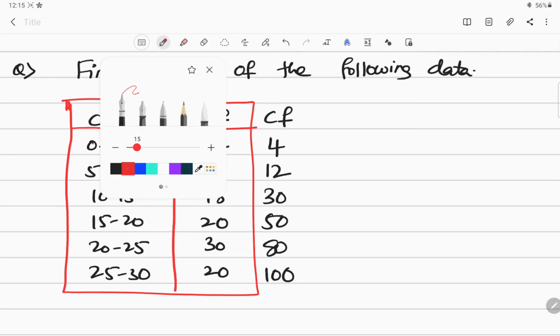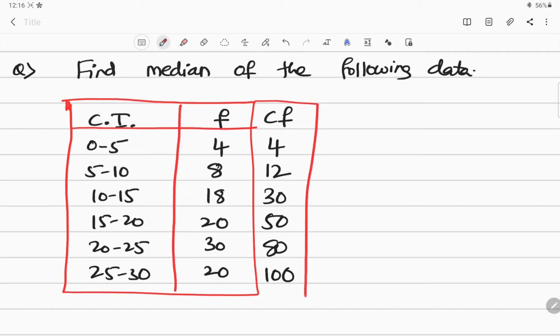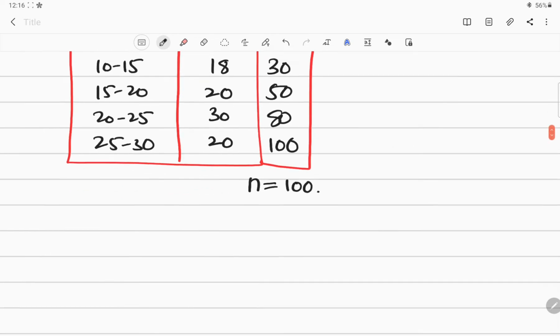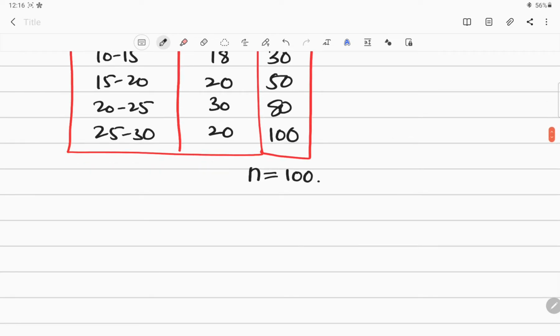All right, so this is called cumulative frequency. You have to add this up, and at the end whatever you are getting, this 100, you have to call it n equals 100. Once you have n equal to 100, you have to find the n by 2 value. N by 2 means 100 by 2, which is 50.